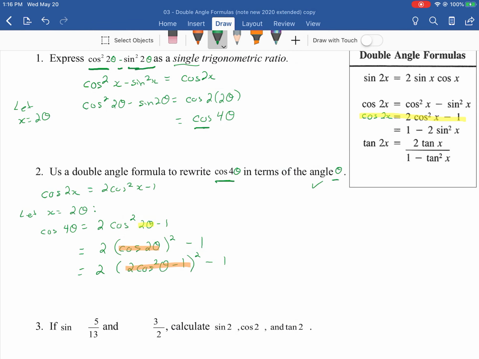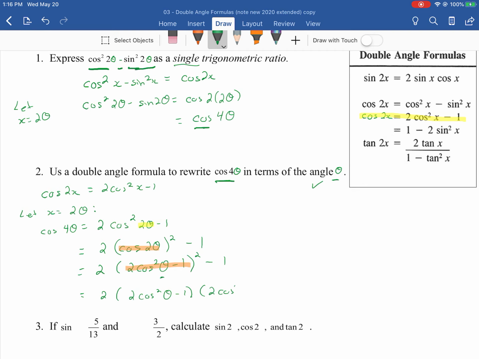Now, why did I do that? Well, now I've done what they asked. They said get it down to in terms of angle theta, and that's what that expression is. It's a big mess, but it only has thetas in it. It doesn't have 2 thetas. It doesn't have 4 thetas. Now, it didn't ask me to simplify, but I really should.